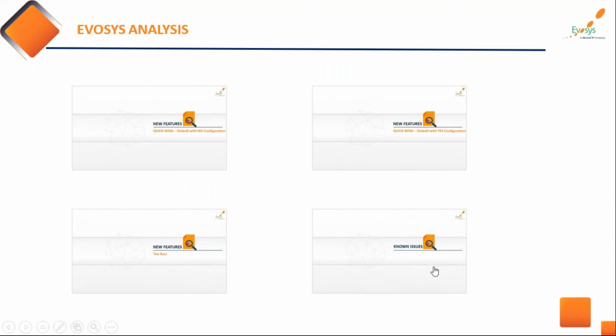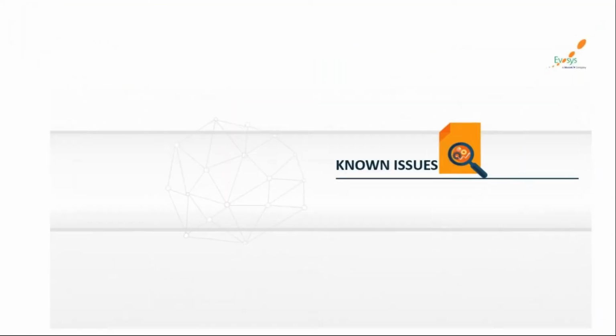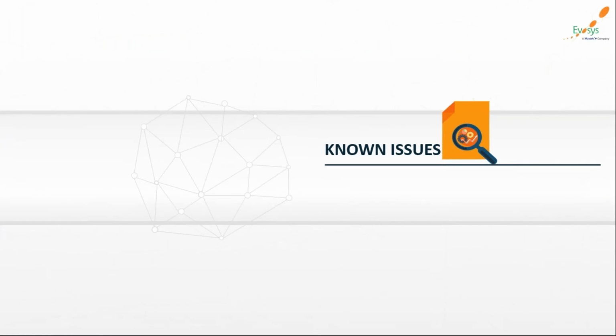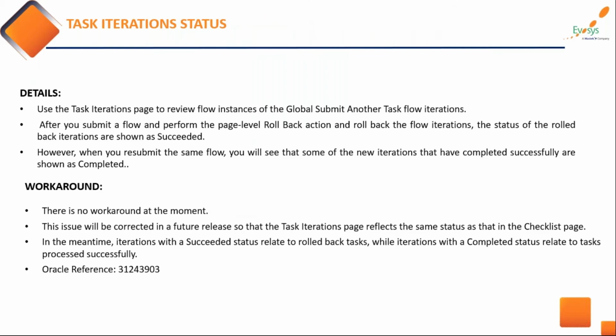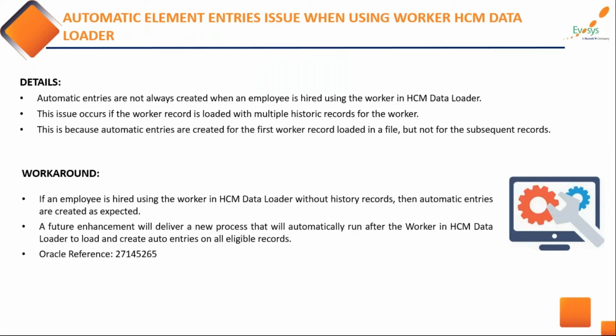There are certain known issues, a couple of them, or I should say more of them, repetitive from what we saw in 20C. For example, this was also there in 20C where you don't have the professional payslip on the global search. Task iteration status wasn't available. I'm not getting into details because it's repetitive and there's no workaround for these issues. If you've already faced it, you know how you have to handle them.